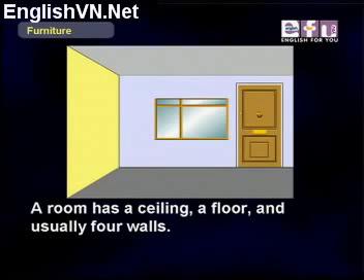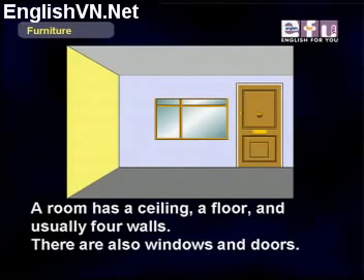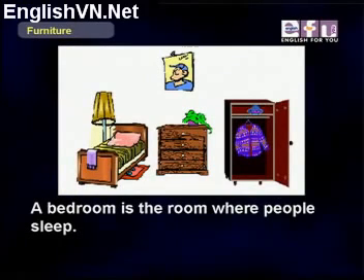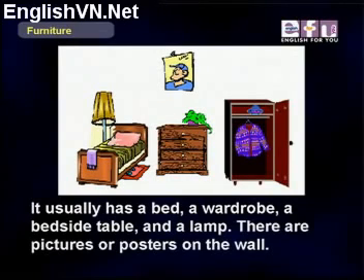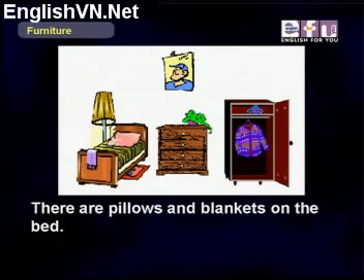A room has a ceiling, a floor, and usually 4 walls. There are also windows and doors. A bedroom is the room where people sleep. It usually has a bed, a wardrobe, a bedside table, and a lamp. There are pictures or posters on the wall. There are pillows and blankets on the bed.